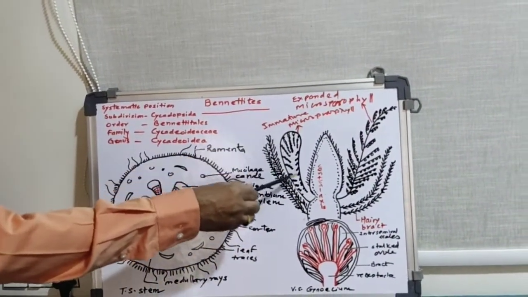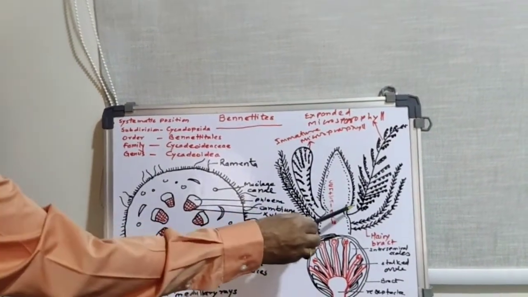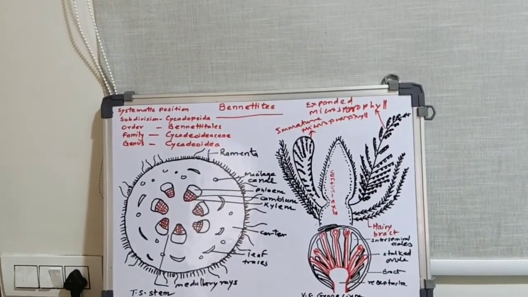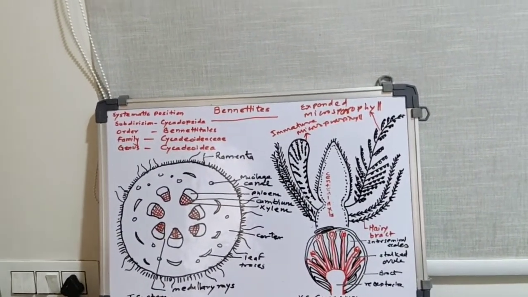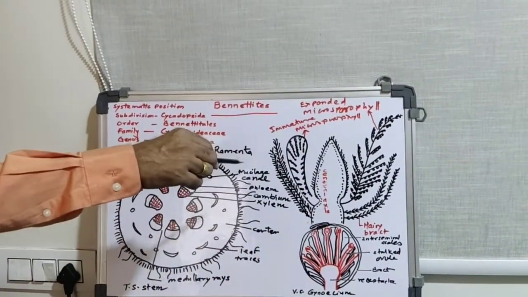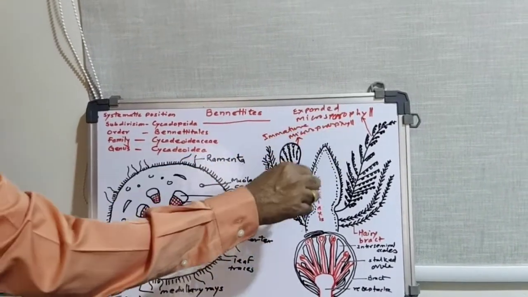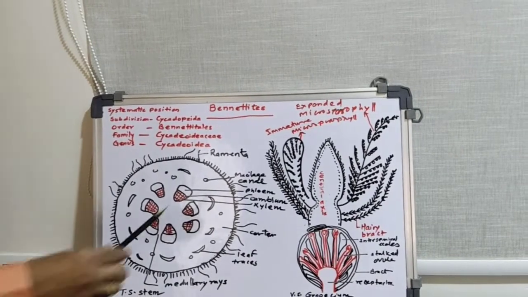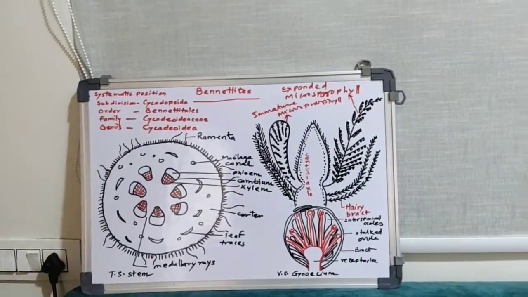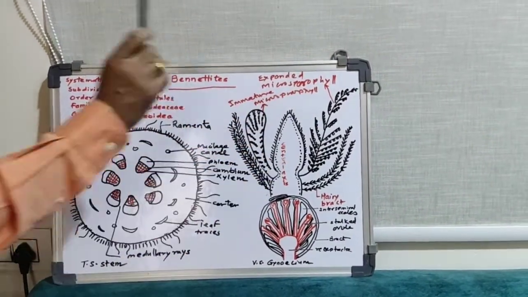So the flower of Bennettitis appeared like this, where we can observe these microsporophylls. The microsporophylls were 20 or more than that. They were present at the base, and the complete microsporophylls were surrounded by hairy bracts. So these hairy bracts were present. In the central part there was a central axis.